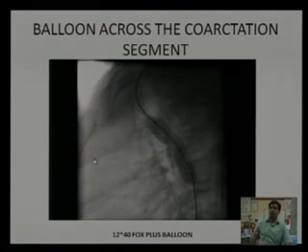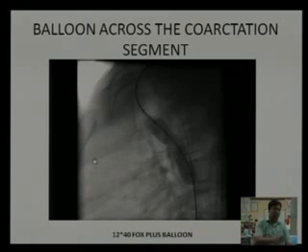With the same view, we decided to go with a 12 mm balloon because the diameter of the coarctation segment is 7.5 mm. So we can go 1.5 to 2 times more than that. So we decided to go with a 12 to 14 mm balloon. On the shelf, we have a 12 mm balloon.